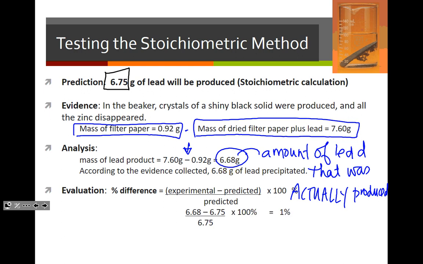Now, if we can find the percent yield, which is the amount that was produced, we can also find the percent difference. This is basically telling you the amount that was missed.